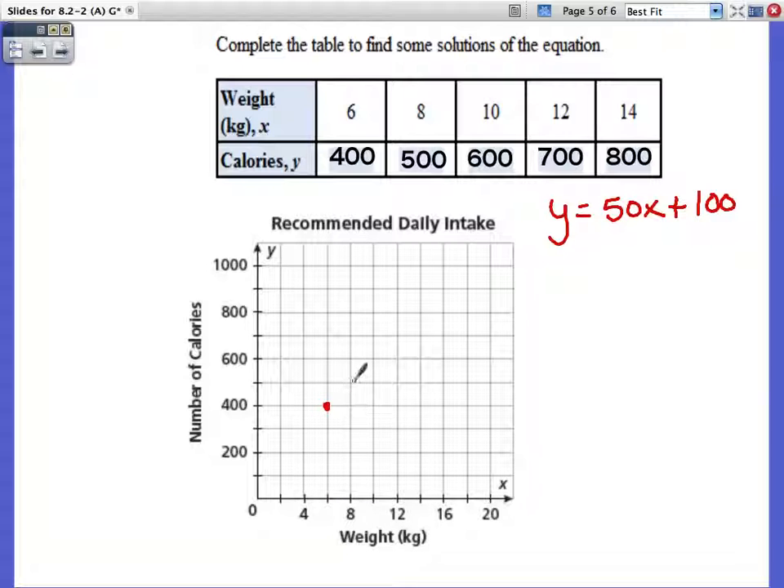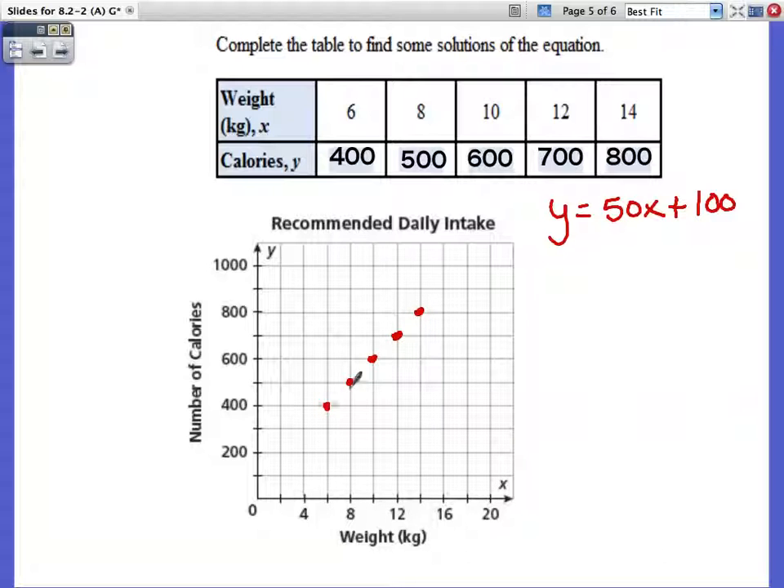I have 8 and 500, 12 and 600. Wait a second. Did I do something wrong here? I've skipped 10. That's what it is. Sorry. 10 and 600, 12 and 700, and 14 and 800. It's kind of hard for me to see this for some reason.